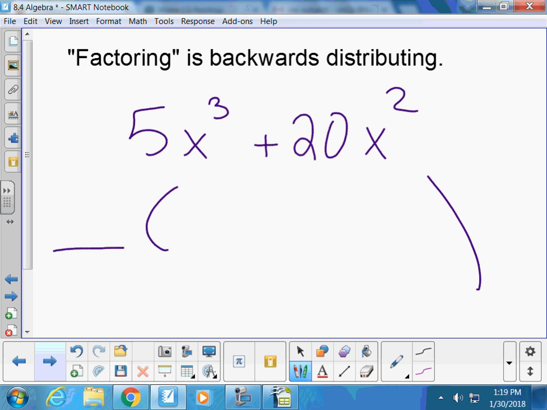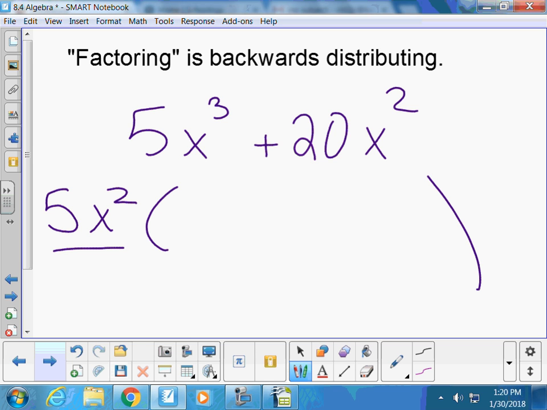So let's start with the numbers. We have a 5 and a 20. What is the biggest number I can divide out of both 5 and 20? Brooke? Awesome. All right, now we have x's. If this has x to the third and this has x squared, you want to think about what is the most that they have that I can pull away. Yeah? 2 x's. So we write that as x squared.